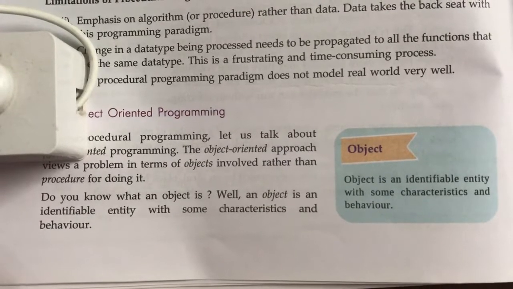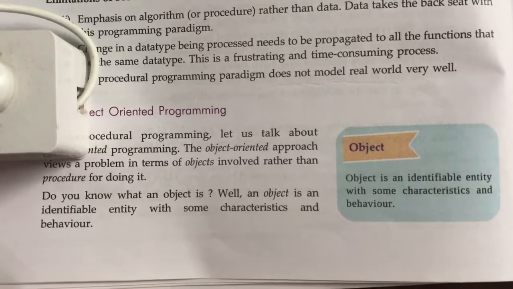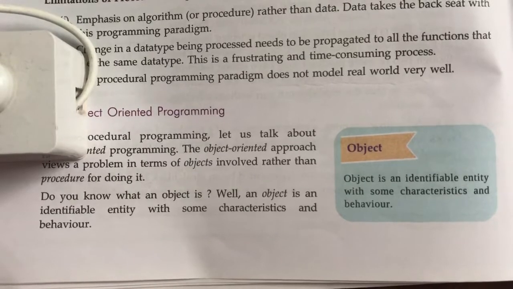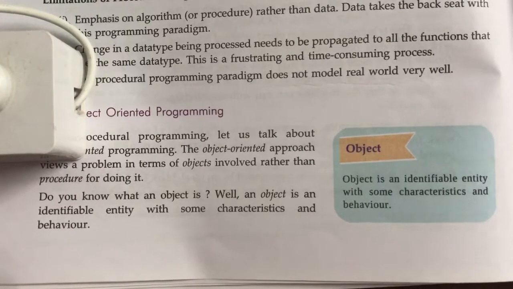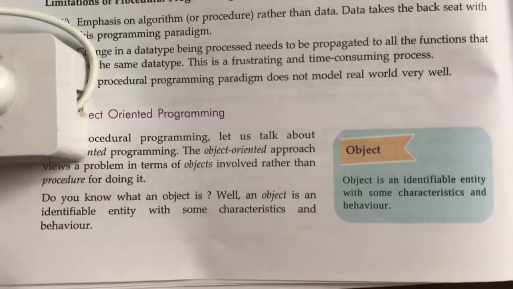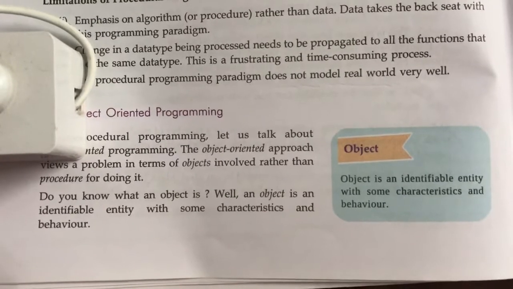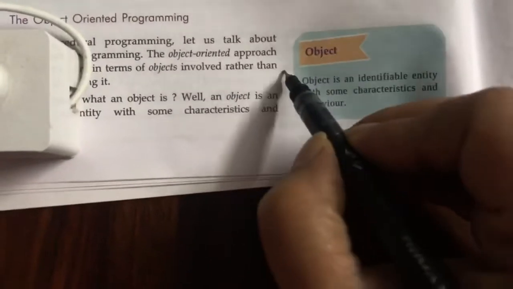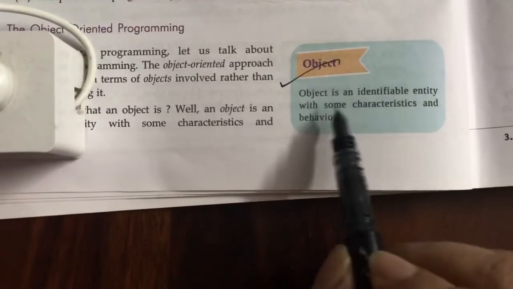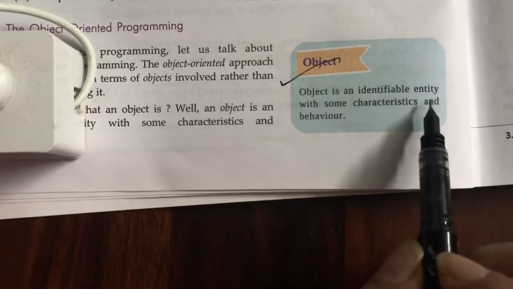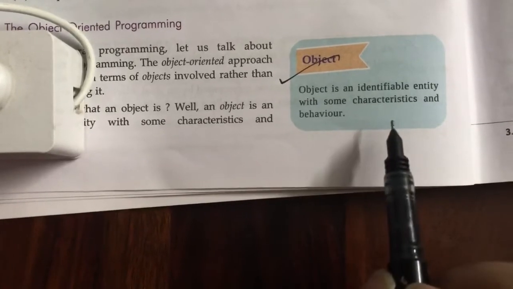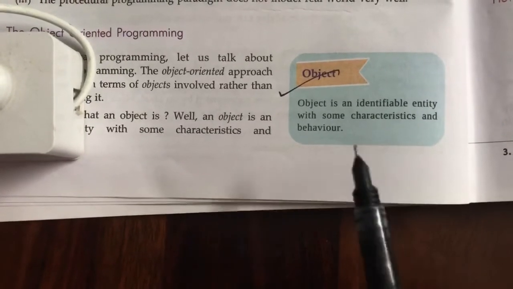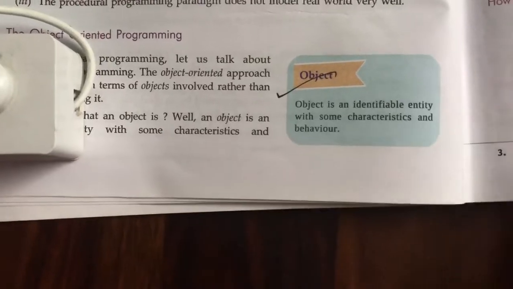Welcome, children. From the first chapter, Introduction to Object Oriented Programming Concept, as we have done many chapters now, from this chapter you will be very clear about what the different terms are and what is the meaning of them. So, you just have to mark this object. Now, object is an identifiable entity with some characteristics and behavior. Already we have done what is an object, what is a class. So, you just have to learn the definitions from here.